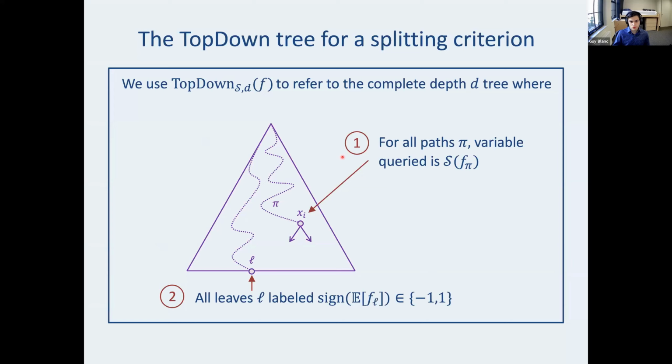So for example, if we're looking at the root, then pi is the empty restriction. So we split on whatever the splitting criterion says of f. But then as we make other splits, we just look at inputs that reach there and ask our splitting criterion, what's the most appropriate variable for that subfunction? And then for leaves, it's pretty simple. Our functions output 1 and -1, and we just put the best leaf there. So if more than half of the inputs that reach this leaf are labeled 1, then we will label that leaf with 1. And similarly, if more than half are labeled -1, we'll label that leaf with -1.